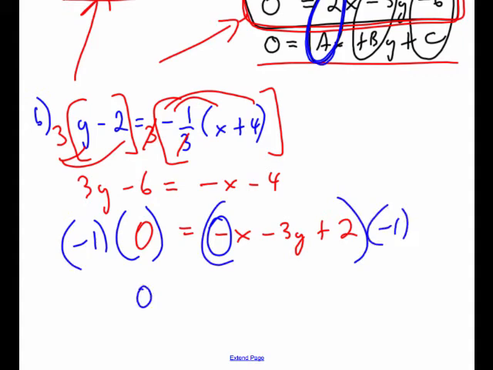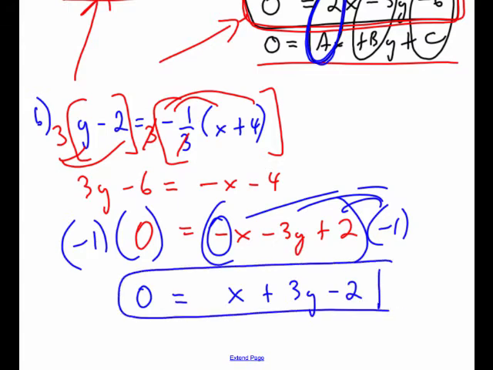And 0 times negative 1 is still 0. Distributing my negative 1 through, I get x plus 3y minus 2 equals 0. The general form, ax, a is 1, plus by, b is 3, plus c, c is negative 2, equals 0.